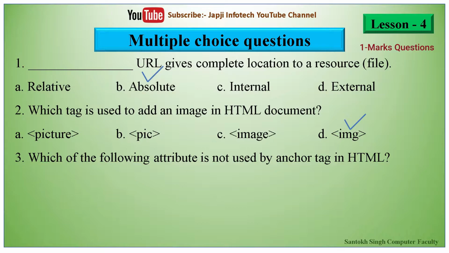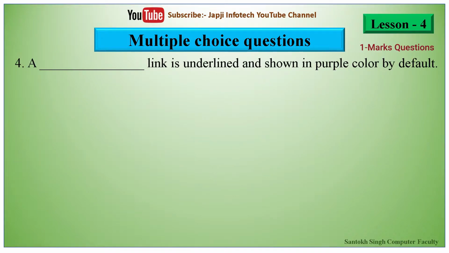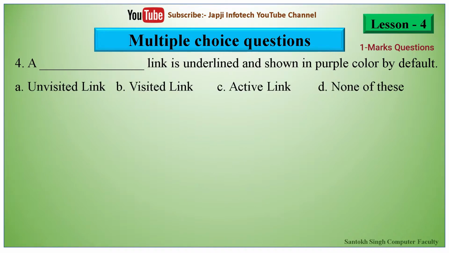Third one is which of the following attribute is not used by anchor tag in HTML, and their options are href, src, target, and the last one is title. And the right answer is src attribute is not used by anchor tag in HTML. And the fourth one is a dash link is underlined and shown in purple color by default. And their options are unvisited link, visited link, active link, or none of these. And the right answer is a visited link is underlined and shown in purple color by default.